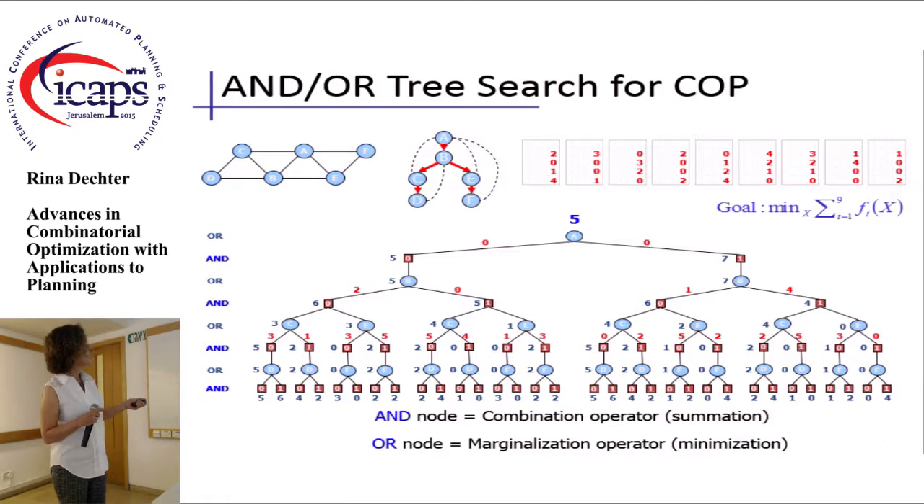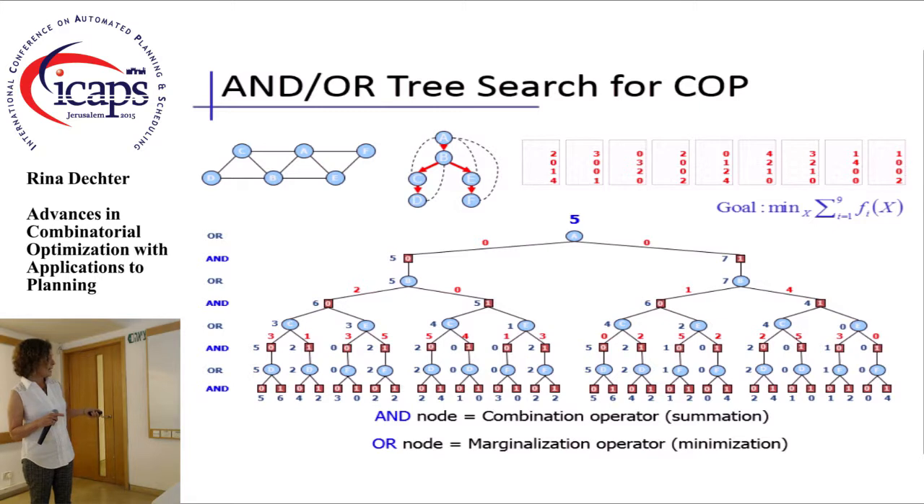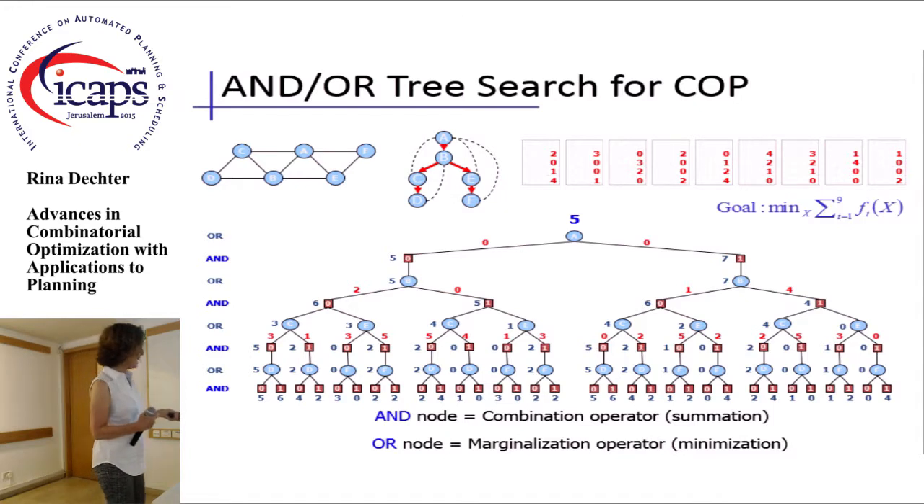So here is another example. Here I have the optimization problem. I take the costs from the functions, and they can be defined from every OR node to an AND node. I have these costs that are coming from here. At an AND node, the combination operator is summation. I sum the cost of two subproblems. At an OR node, the marginalization is minimization.